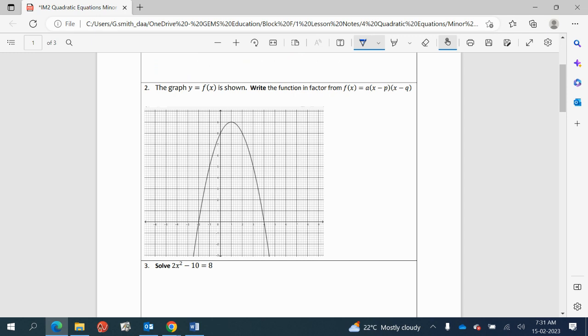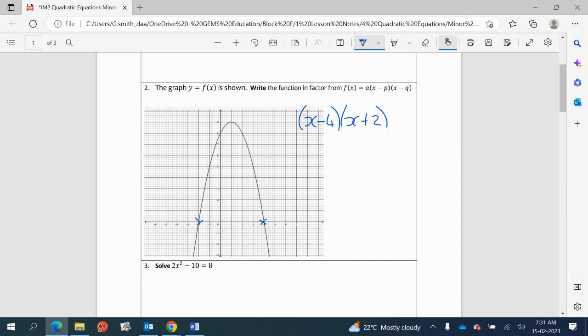So here I'm given a graph. I need to write the function in factor form. So I'm probably going to start off by looking at the two zeros. The zeros here are minus 2 and 4. So that's going to give me something that's going to look like x minus 4, x plus 2.